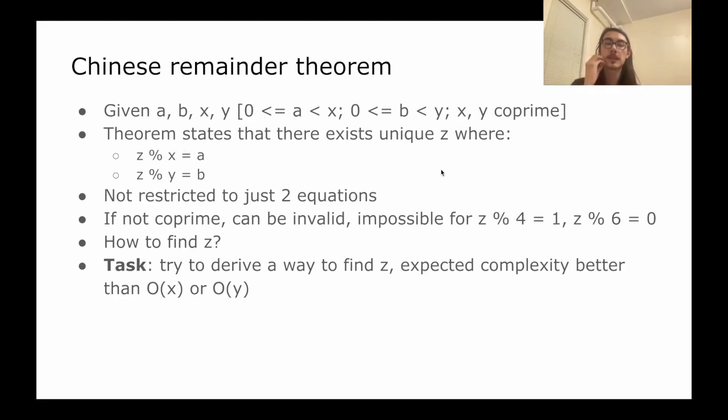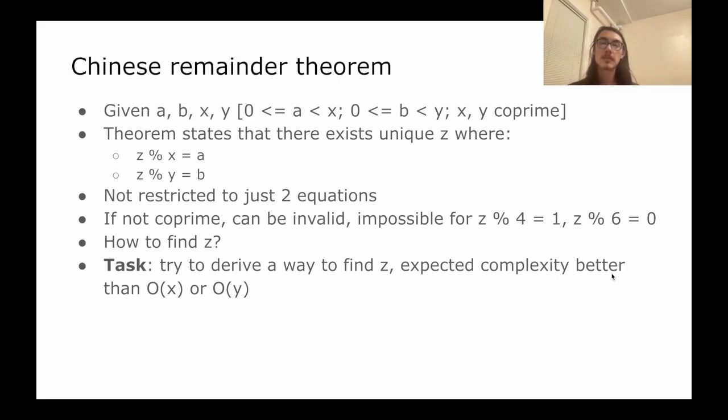But it's also not restricted to just these two equations. You can plug in 3 or 4 or infinitely many equations, as long as all of the moduli are co-prime with respect to each other. If they're not co-prime, it can be invalid. For example, say you want a number which is 1 mod 4 and 0 mod 6. That means it has to be both even and odd, which is clearly impossible.